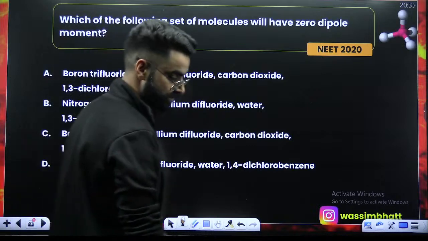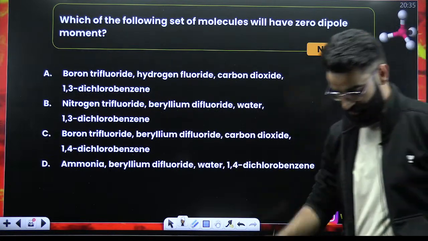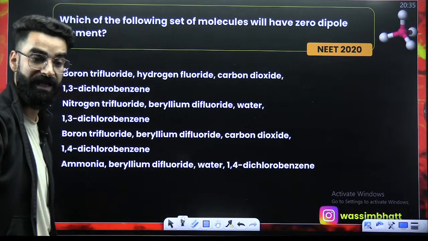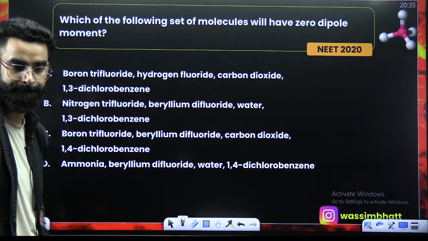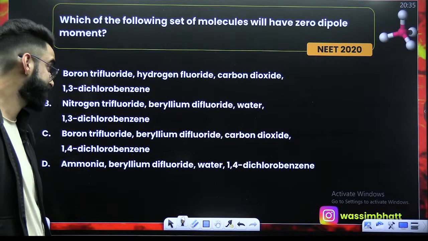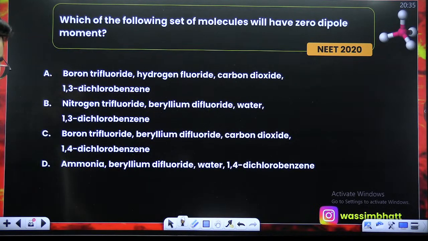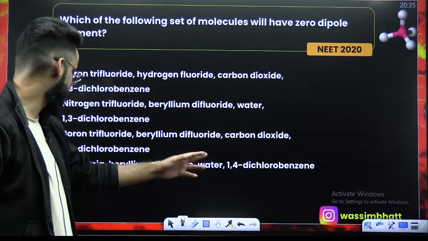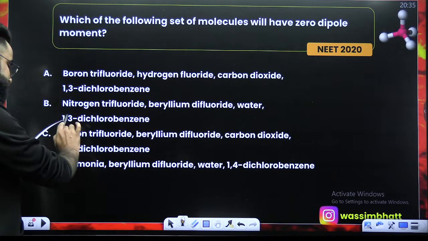Now, tell me the answer of this particular question. Read the question carefully. Which of the following set of molecules will have zero dipole moment? Quickly, guys. BF3, HF, CO2, 1,3-dichlorobenzene. NF3, BeF2, water, 1,3-dichlorobenzene. BF3, BeF2, carbon dioxide, 1,4-dichlorobenzene. Which one? It has to be option C.